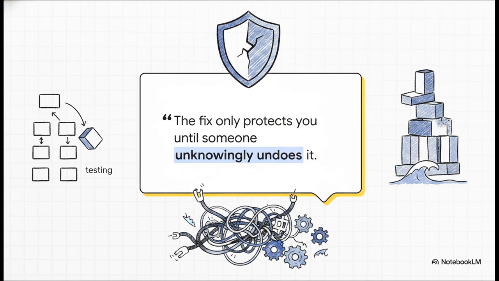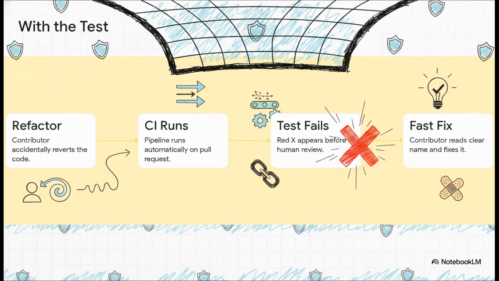The fix only protects you until someone unknowingly undoes it. This right here is the hidden compounding cost of skipping that one extra step. Without the test, your brilliant fix is actually incredibly fragile. Now, let's rewind and move to timeline B to see how this builds a safety net.